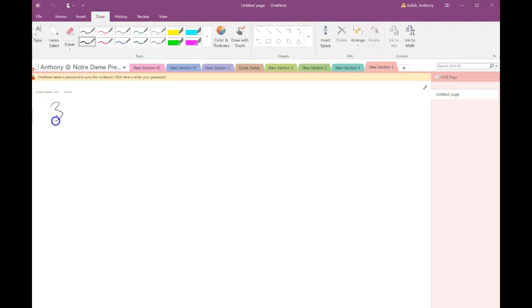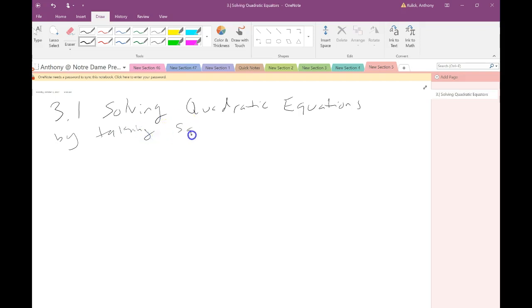Today, we're going to be talking about section 3.1. This is about solving quadratic equations by taking square roots.